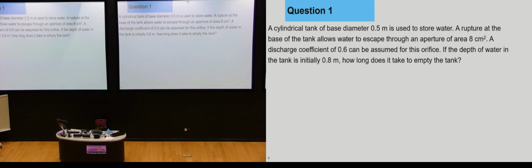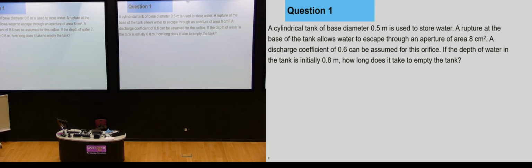Right, so let's move on to the questions. Notice with this question, there is no image, there is no figure, so you've really got to read the question carefully. A cylindrical tank of base diameter 0.5 meters is used to store water. A rupture at the base of the tank allows water to escape through an aperture of area 8 centimeters squared. A discharge coefficient of 0.6 can be assumed for this orifice. If the depth of water in the tank is initially 0.8 meters, how long does it take to empty the tank? Okay, so it sounds a relatively simple question.